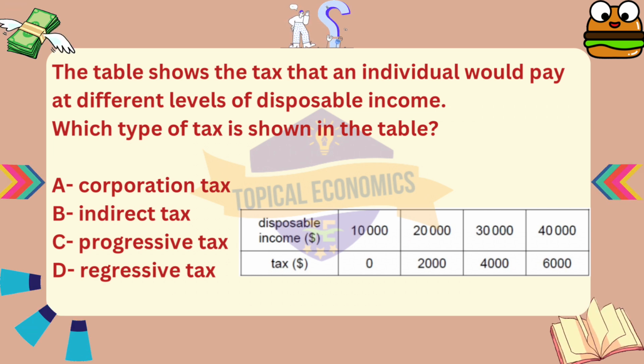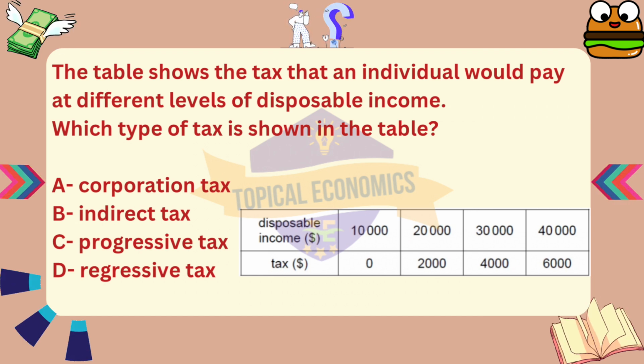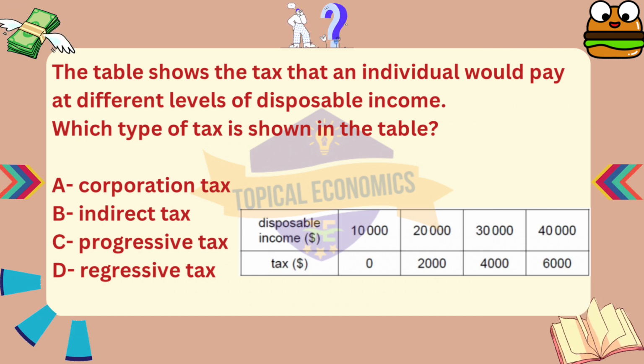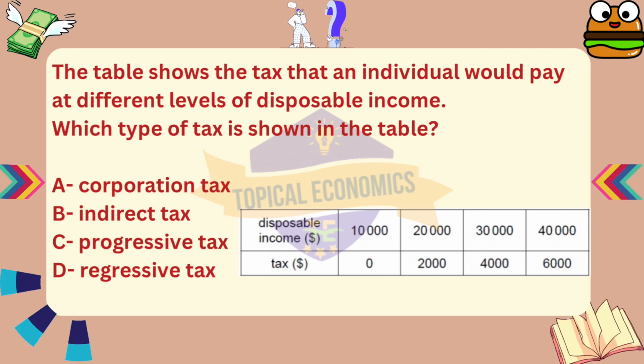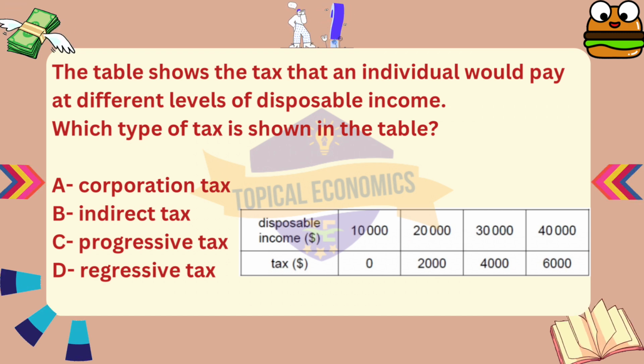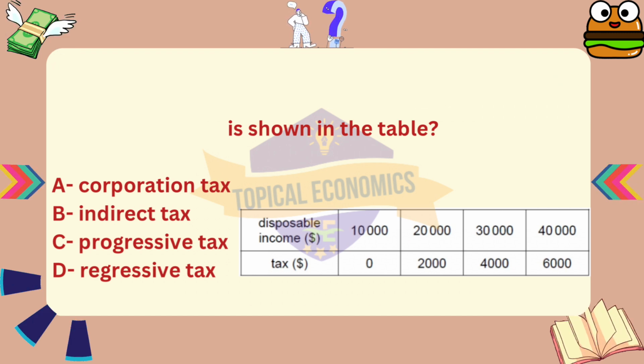The other options, such as corporation tax, indirect tax, and regressive tax, do not fit the description, as corporation tax applies to businesses, indirect taxes are levied on goods and services, and a regressive tax would reduce the relative tax burden as income increases. Thus, the tax in the table is best described as a progressive tax.